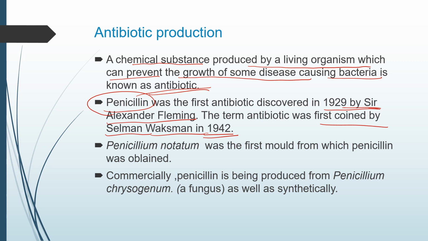Penicillium notatum was the first mold from which penicillin was obtained. You should remember these terms. Commercially, penicillin is produced from Penicillium chrysogenum, a fungus. So penicillin was the first antibiotic discovered, Penicillium notatum was the first mold, and it is now commercially or synthetically produced.